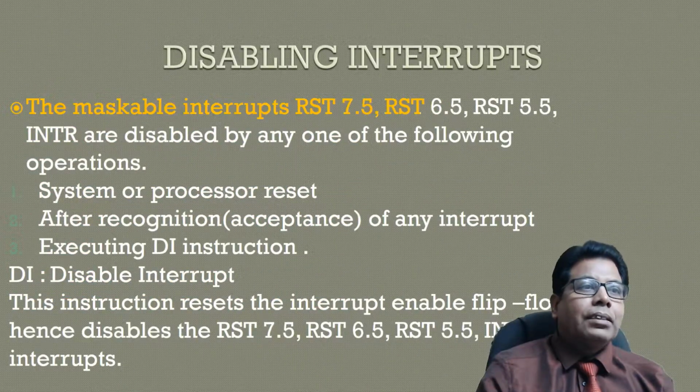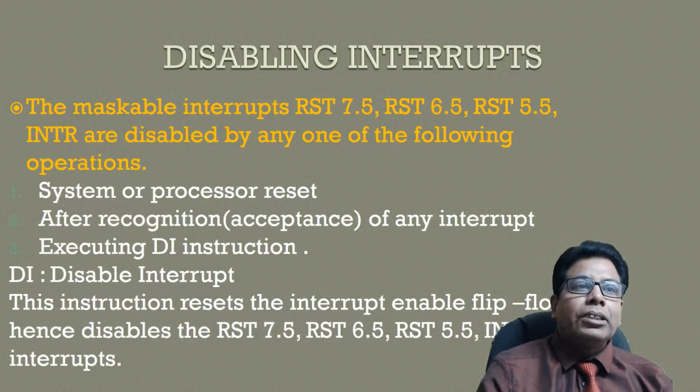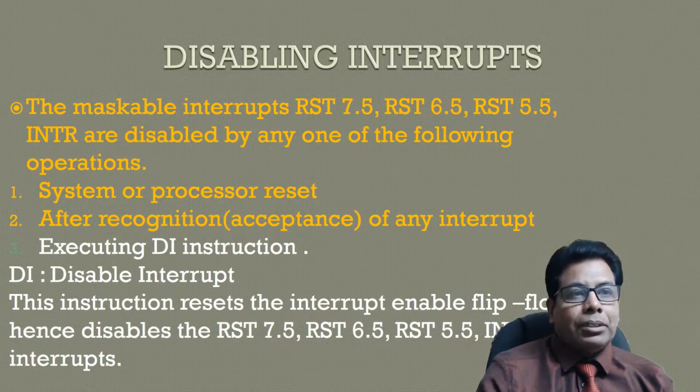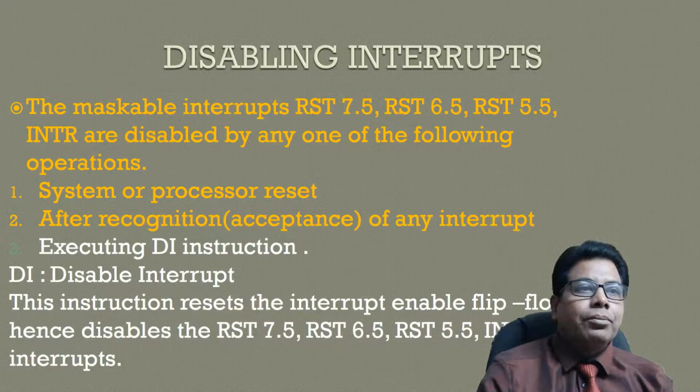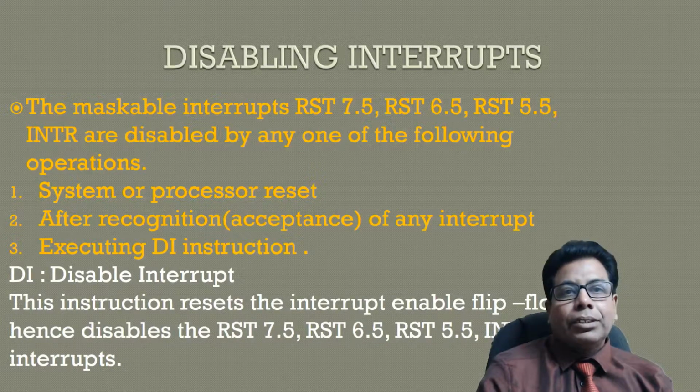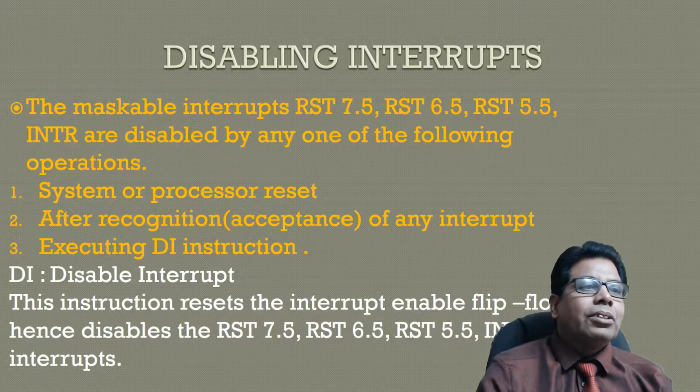The maskable interrupts RST 7.5, 6.5, 5.5 and INTR are disabled by any one of the following operations. First is system or processor reset. Second, after recognition or acceptance of any interrupt, the interrupts are disabled. Third is executing the DI instruction. So these are the three ways of disabling the interrupts.